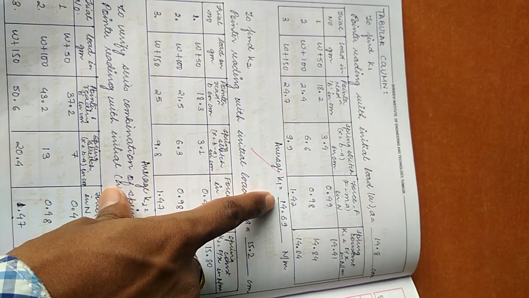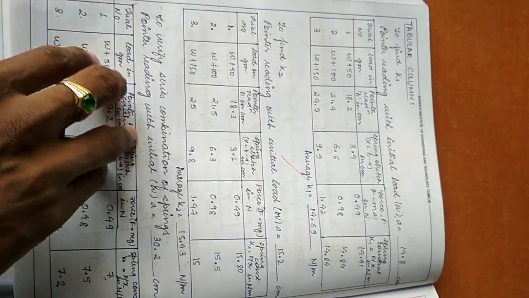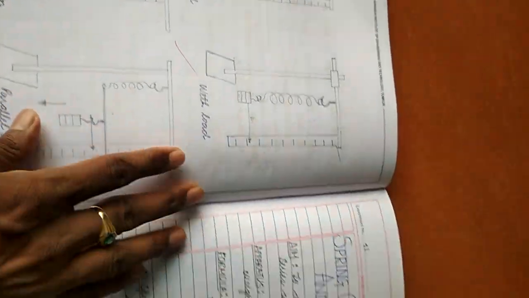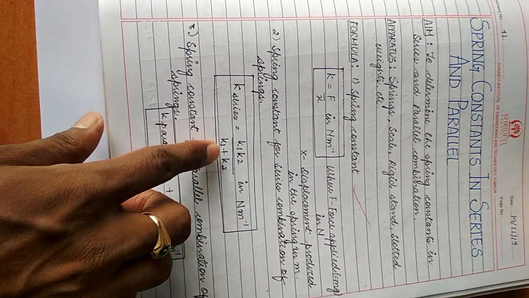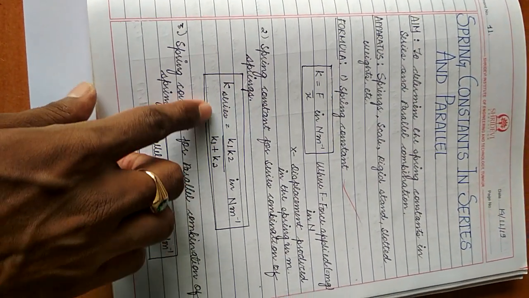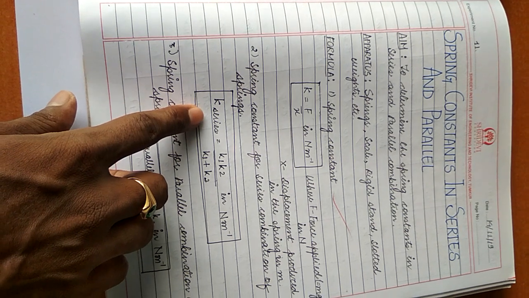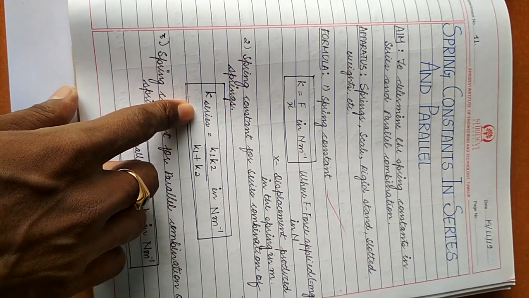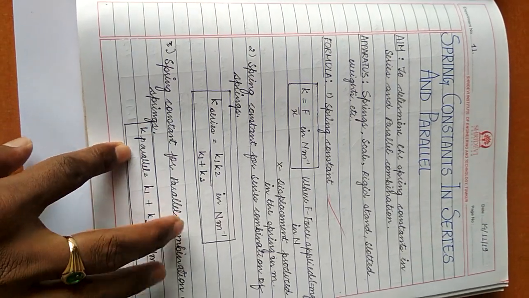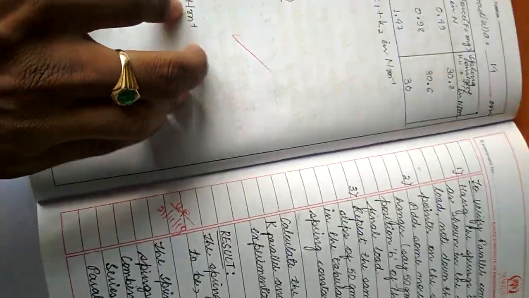By using spring constants K1 and K2, we can theoretically calculate the spring constant in series and parallel. Once you know the values of K1 and K2, we can easily calculate the spring constant for the series combination and the spring constant for the parallel combination. You can see the calculation here.